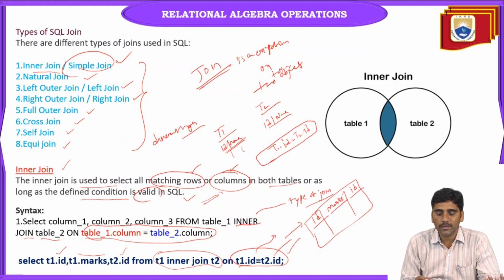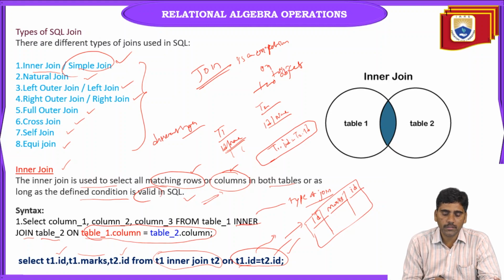So the inner join is used for any joins. Any join performed on the tables means the tables must have the same ID. The table must have the condition with the primary key.